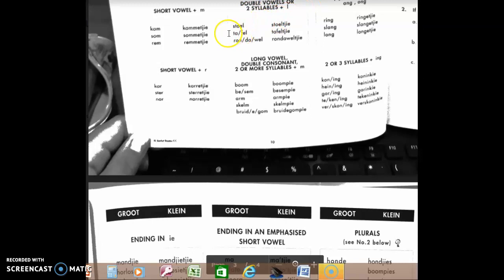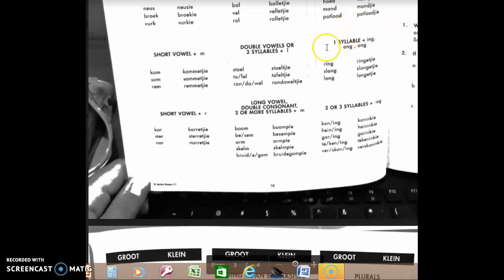Double vowels or 2 syllables plus the L. So you will only add a TJIE, right? Stoel, stoeltjie. Tafel, tafeltjie. Rondavel, rondaveltjie.